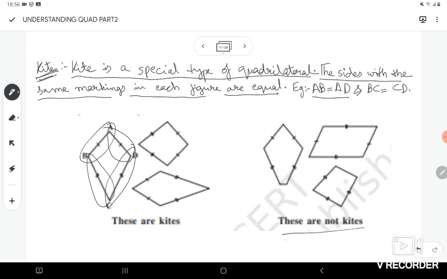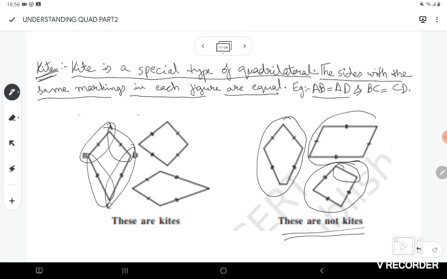So those which are not kites: this is a 5-sided figure, so it's not a quadrilateral, so it's not a kite. Also this is not a kite, as one side is not known, whether it's equal or not. Also this is not a kite, as the adjacent sides are different from one another, as one pair of adjacent sides is not equal.